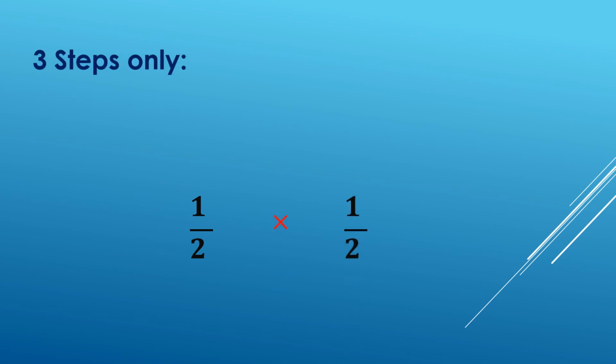Okay, only 3 steps. What are they? Only multiply the numerators, which are the upper numbers, and multiply the denominators, which are the lower numbers. That's it. Okay, no common denominators, nothing. Okay, let's try it. Equal sign, and that's 1 over 4, right? Why? Because 1 times 1 is equal to 1, and 2 times 2 is equal to 4.